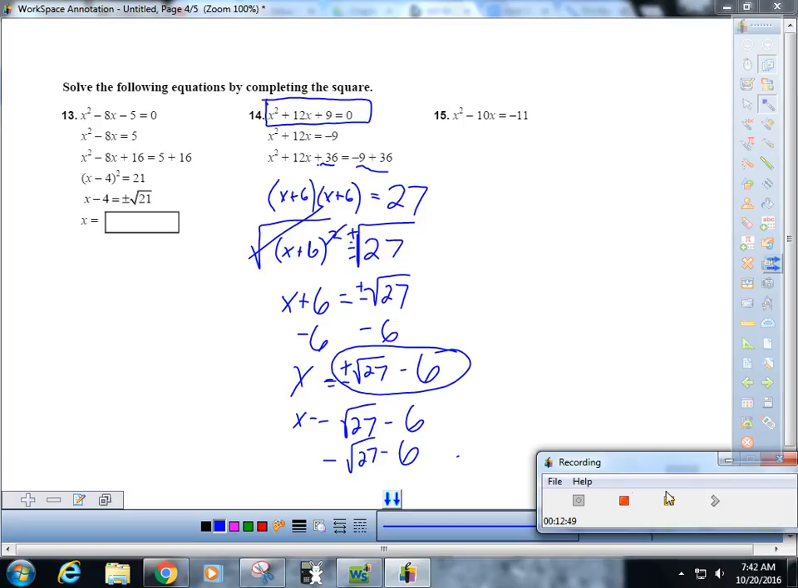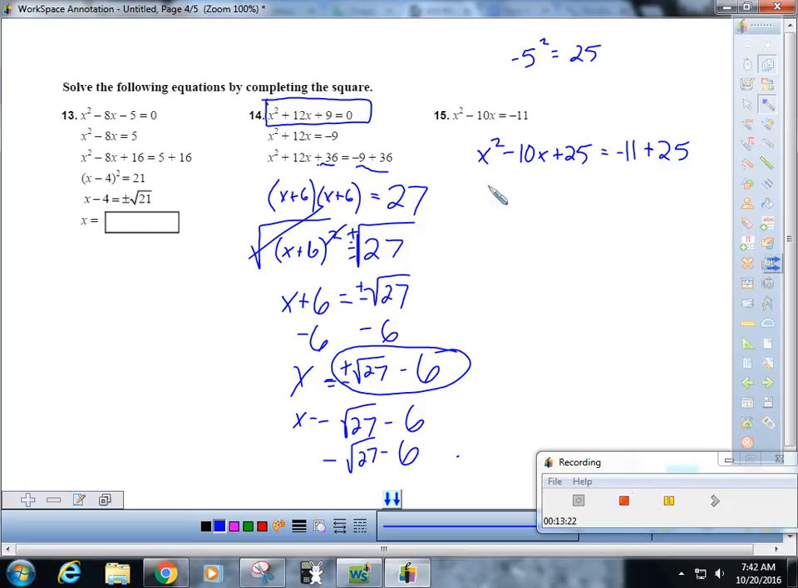Let's go on to this one. Notice, it's already in a form that we like. So, we want to take negative 10, we want to cut it in half. What's half of negative 10? It's negative 5, and negative 5 squared equals? So we're going to add 25 to both sides because this is an equation and we got to treat each side the same. Okay? So far so good?